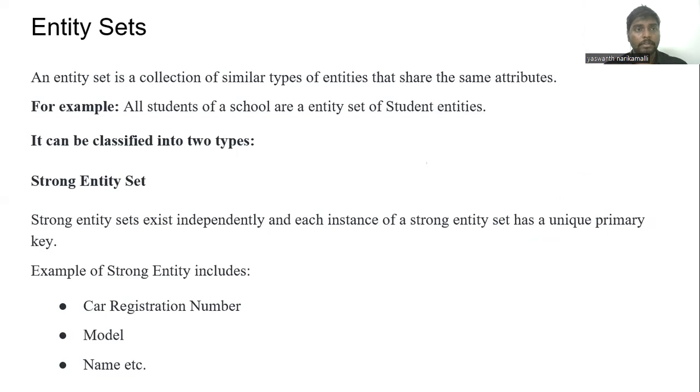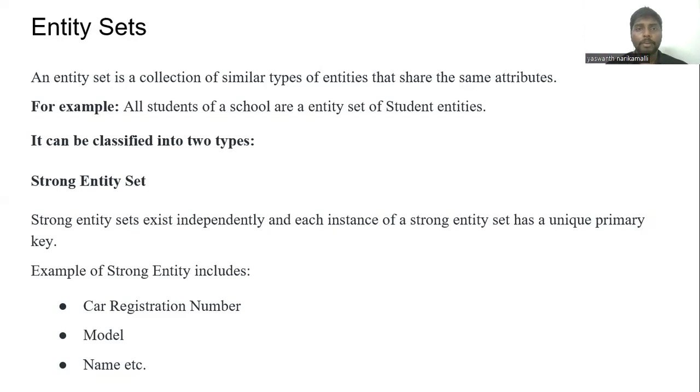Coming to the next, entity sets. What do you mean by entity sets? Entity is a real world object. For example, the student's employees, pen, book, earpods, charging brick, everything. Coming to entity sets, an entity set is a collection of similar type of entities that share the same attributes.